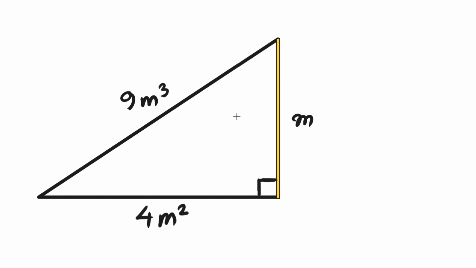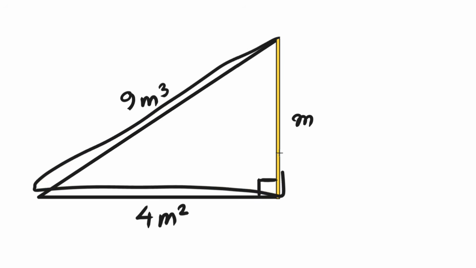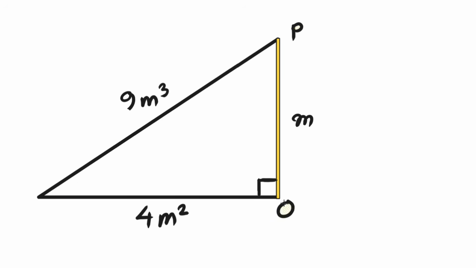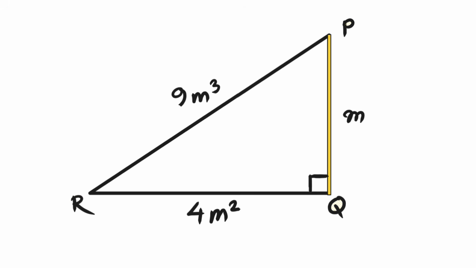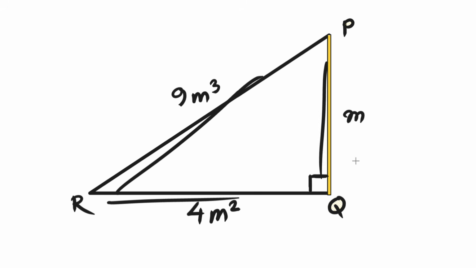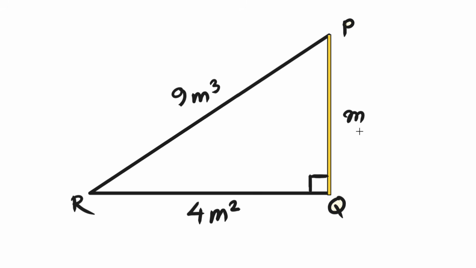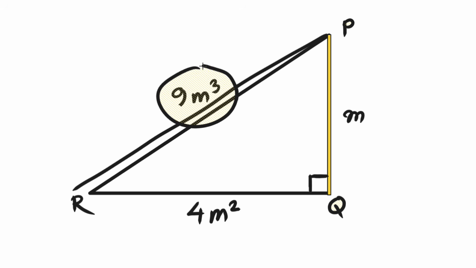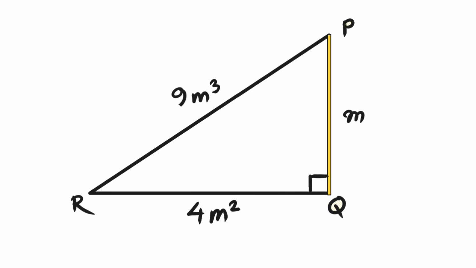Alright, let's work through this right triangle problem carefully, step by step, and make sure every part of the algebra makes sense. We have a right triangle PQR, and the three side lengths are given in terms of m. One leg is m, the second leg is 4m squared, and the hypotenuse is 9m cubed. Our job is to find the value of m.